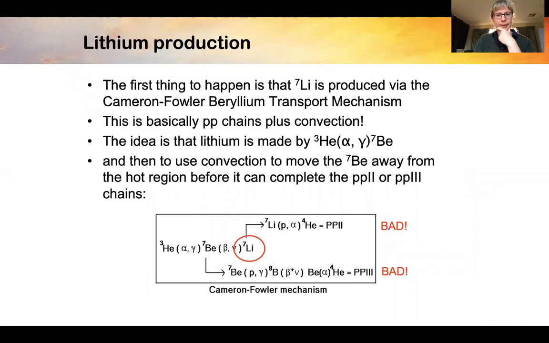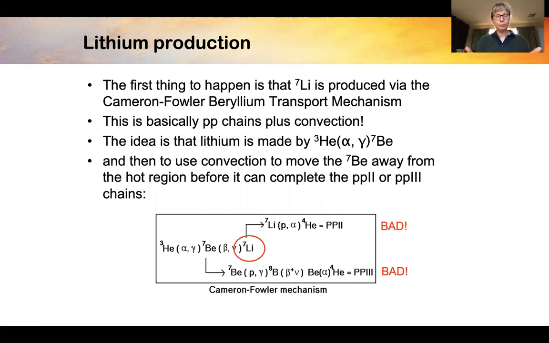Finally, I mentioned that lithium production may occur as a result of the PP chains. Normally, you produce lithium through the electron capture of beryllium-7. So helium-3 captures an alpha particle, a helium nucleus, and that makes beryllium-7. Beryllium-7 beta decays, or rather electron captures, to make lithium-7. But what happens to that lithium? Normally, lithium captures a proton and is destroyed away again to make helium-4.